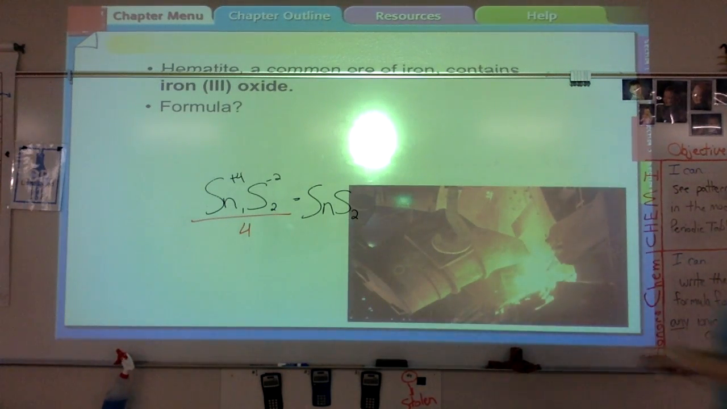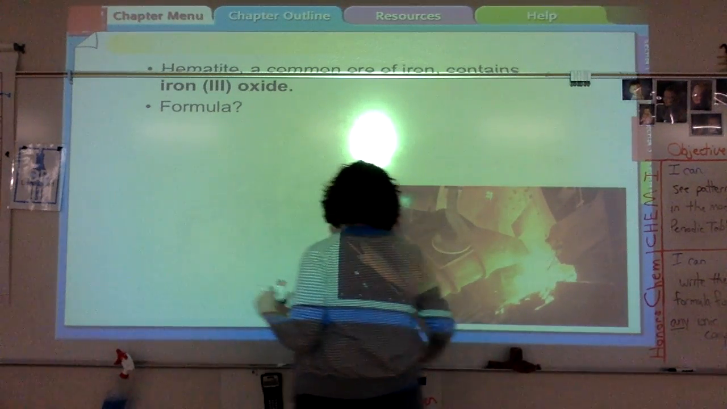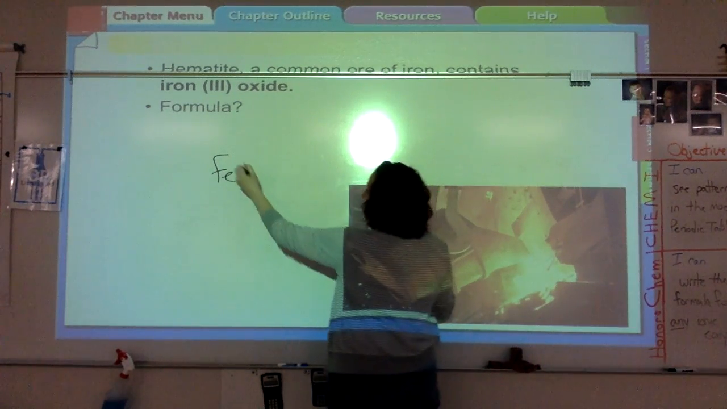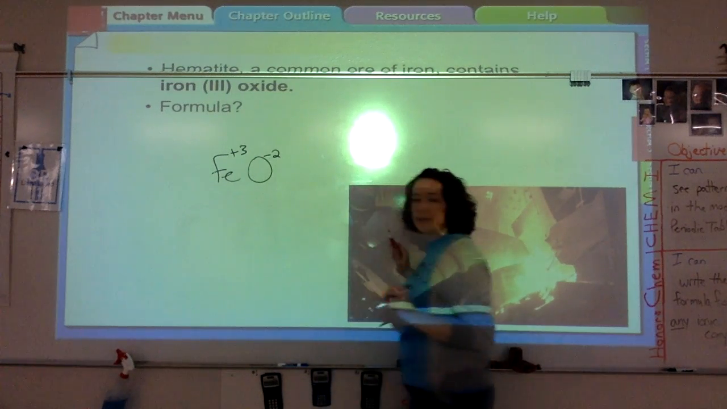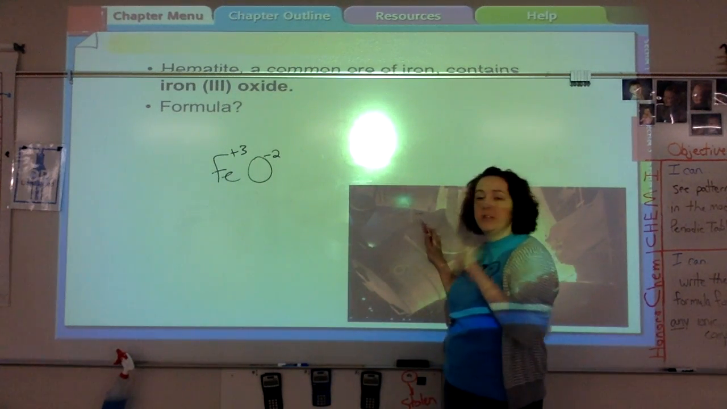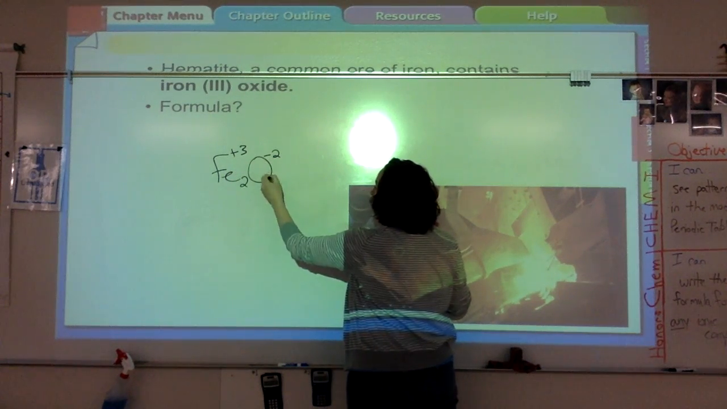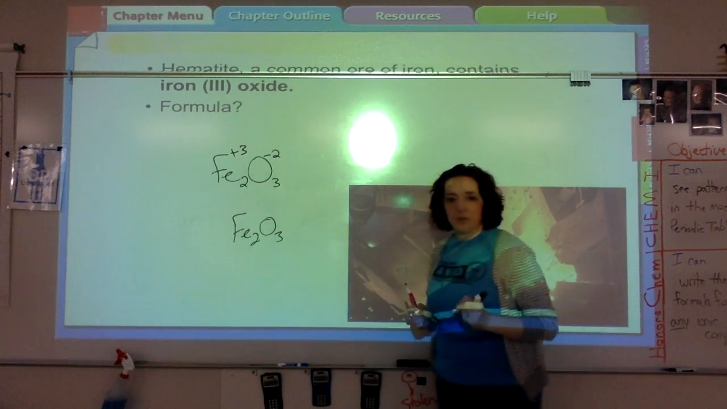All right, hematite, which is iron 3 oxide. So iron is Fe. Roman numeral 3 tells us it's a plus 3. Oxide is minus 2 always. Least common multiple of 3 and 2 is 6. 3 times 2, 2 times 3. So the formula is Fe2O3.